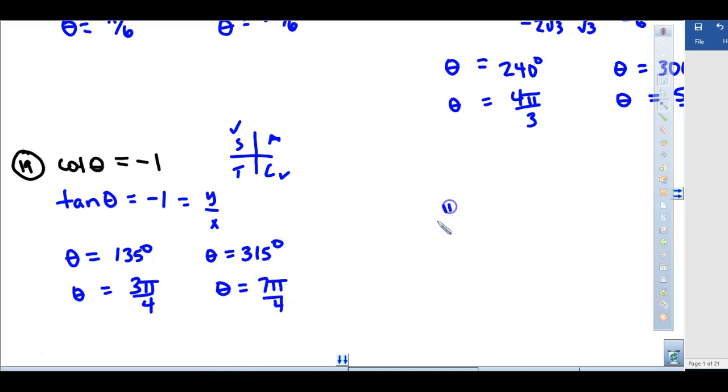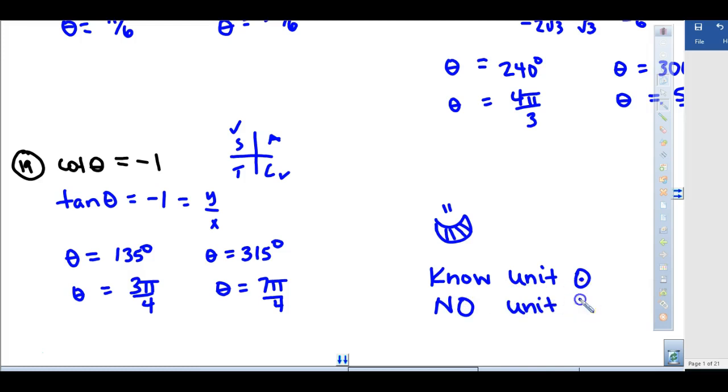Okay, so have fun with this. Learn your unit circle. You've got to know it. Why? You have to know your unit circle because you will have no unit circle on quizzes and tests, and you will have no calculator on quizzes and tests. So you've got to know this stuff and know it very well.